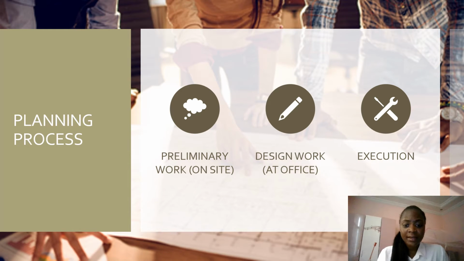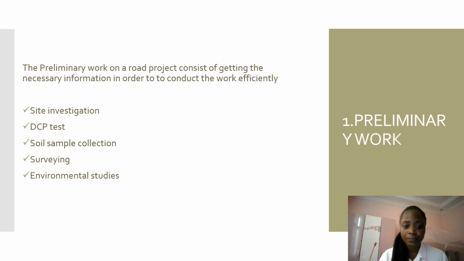Now, how do we plan this whole work of road construction? First of all, we start with the preliminary work, which is done on site, and then we do the design work, which is done mostly at the office, and then the execution, which is the actual construction of the road.